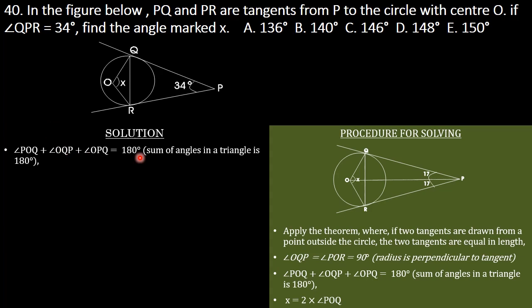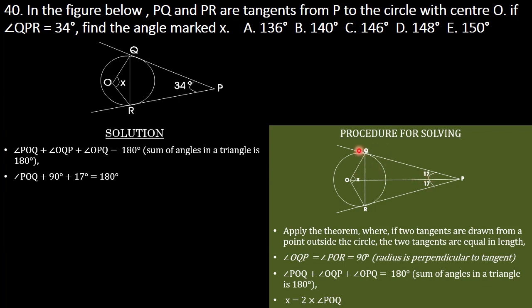This angle R and angle Q is 90 degrees. They are equal because the radius is perpendicular to the tangent. Therefore, this angle and this angle are equal. They are 90 degrees. We now have angle OPQ, that is this angle, plus angle Q plus this angle to be 180 degrees because they are angles in the triangle.